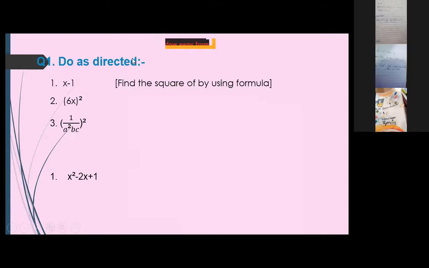Okay, now what about the second one? Second MCQ, 6x square. Kindly raise your hand, students. Here I want the answer by Ali. Ali? Yes. 6x square equals 36x square. Very good, Ali. We get the answer number 2, 36x square.